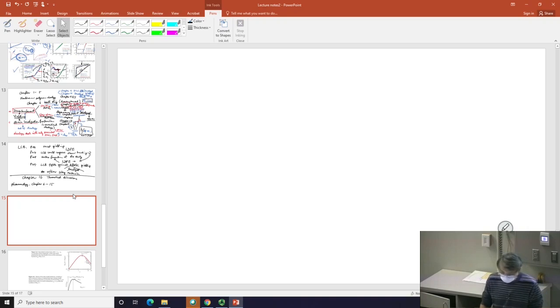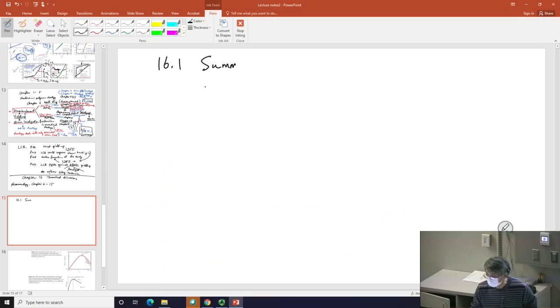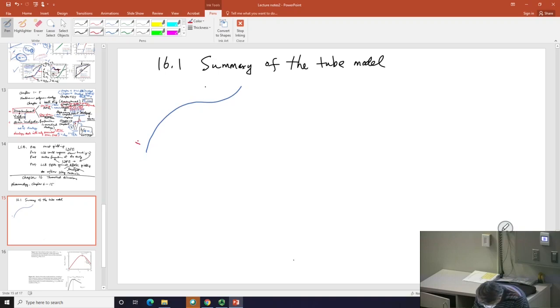A lot is said in words, so you may find it helpful to even read some of these writings in chapter 16. But I will begin with 6, which is really a summary of what tube model is, and what it does. You all know, or I would even indicate for you that the tube model is extremely successful if you confine yourself to the problem of linear response. Okay, linear response. Keep in mind, linear response.